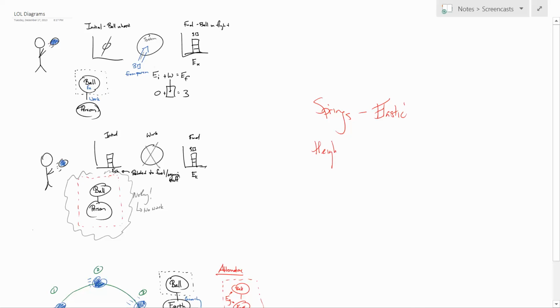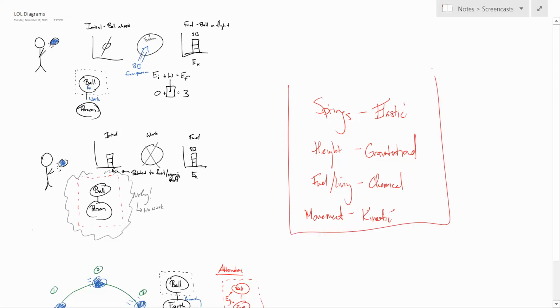Springs, height, fuel, living things, we'll think of as chemical, and movement will be our kinetic. There are many other options, but these are the ones that we're going to start with for now. So, hopefully this helps you doing the homework. Good luck.